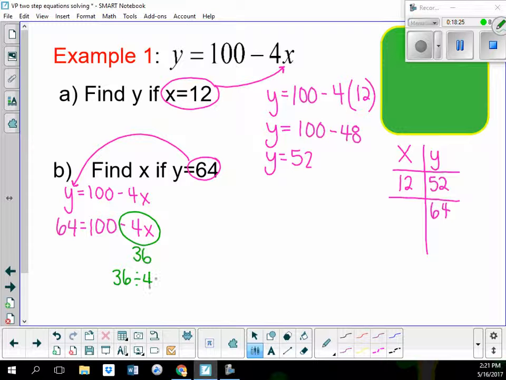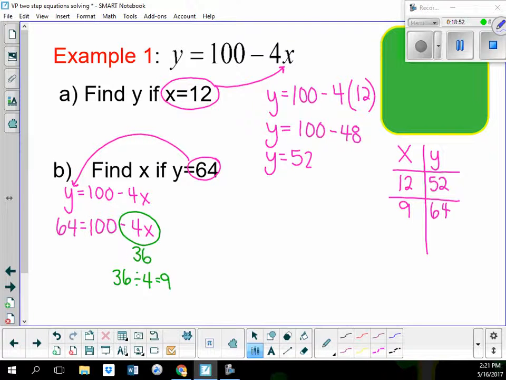So you knew that in order to get to 64, we have to do 100 minus 36. But then we had to think about, okay, 4 times what is 36? Or use your fact families and say 36 divided by 4 is 9. Fantastic. Let's fill out our table over here. So when X is 9, Y is 64. Let's go to our next one.